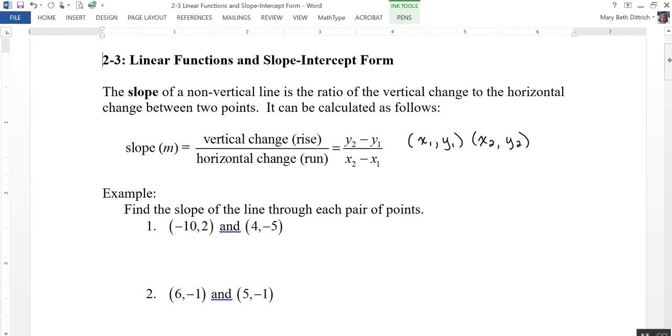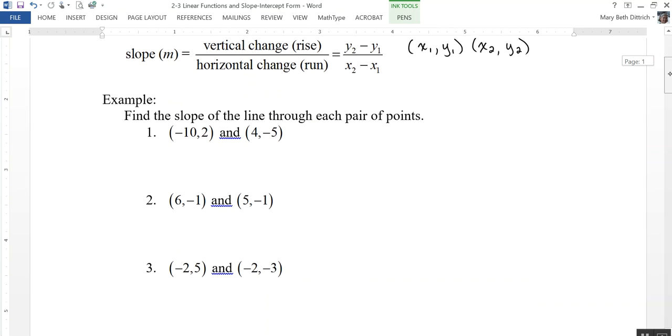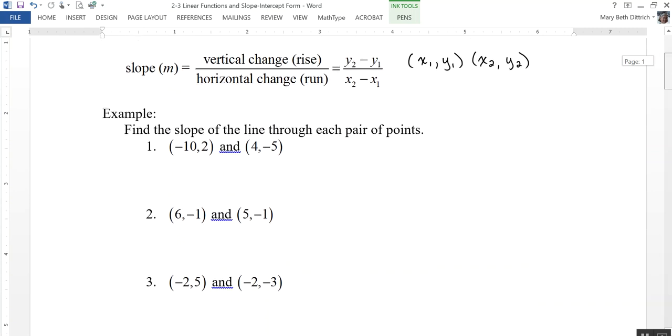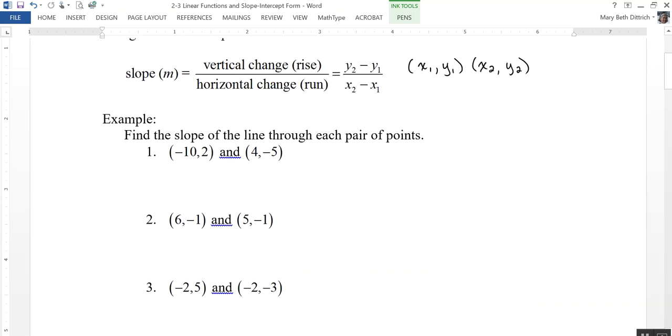So let's do a couple examples here. It says find the slope of the line through each pair of points. Let me leave that formula there. So number one, we have negative 10 and 2 and 4 and negative 5. If it helps you to label them, x1, y1, x2, y2, indeed do that. And in fact, it doesn't really matter which ordered pair is x1, y1 and which one's x2, y2. Just keep your 1's together and your 2's together.